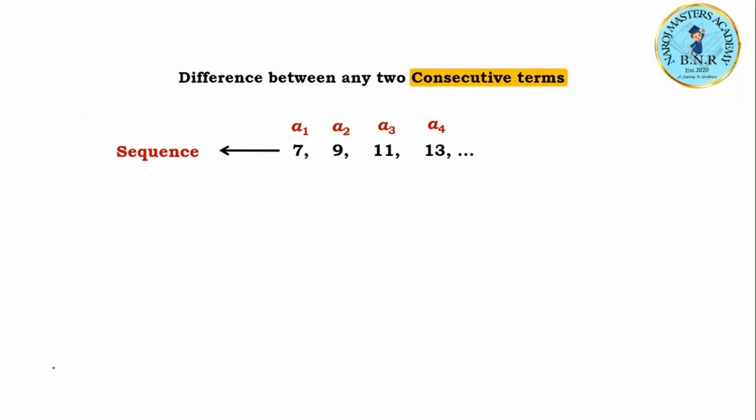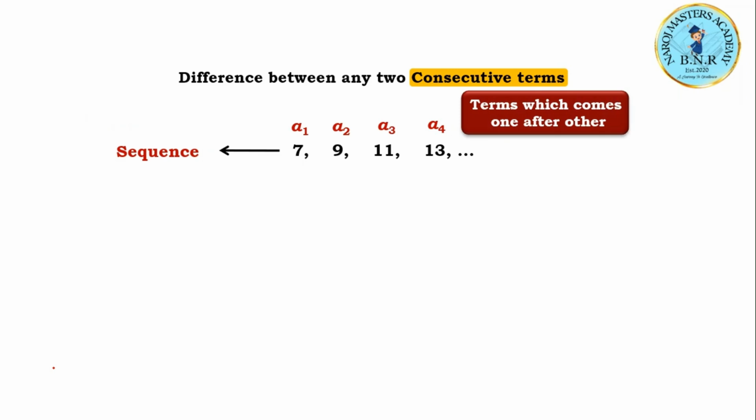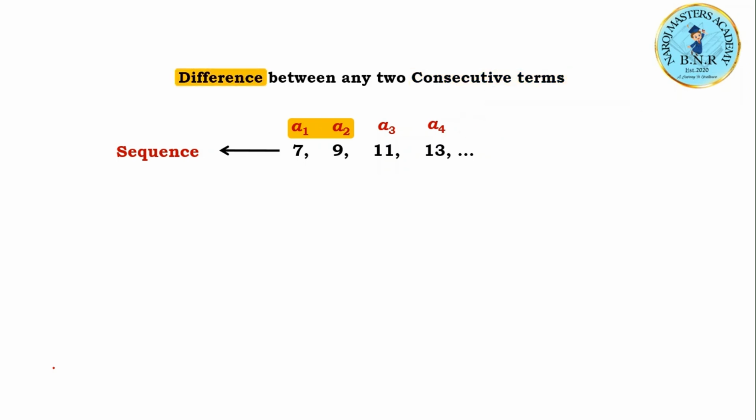Consecutive means immediate numbers. The terms which come one after another are consecutive terms. So here A1 and A2 are consecutive. So we'll find the difference of A1 and A2. So the difference is A2 minus A1. Always remember, the second number minus the first number. Here the value is 9 minus 7. So what is the value? The difference is 2. Next, the two numbers A3 minus A2.